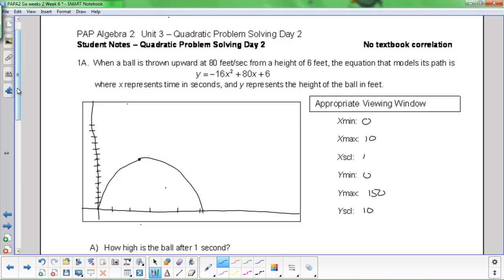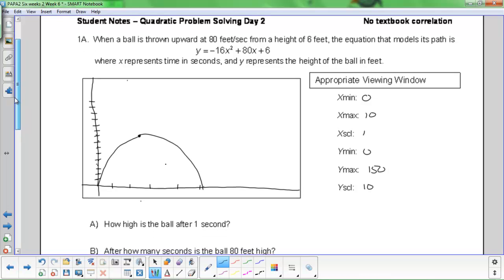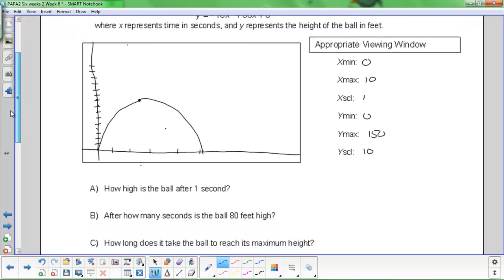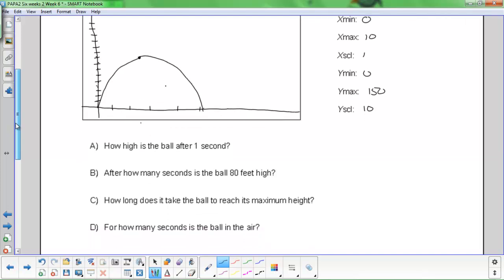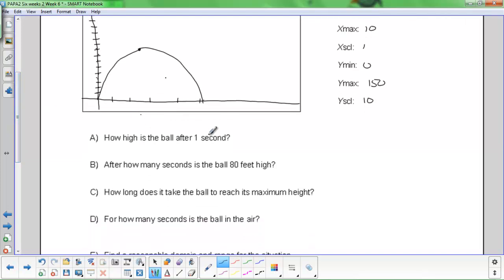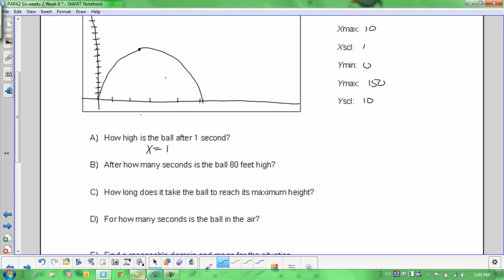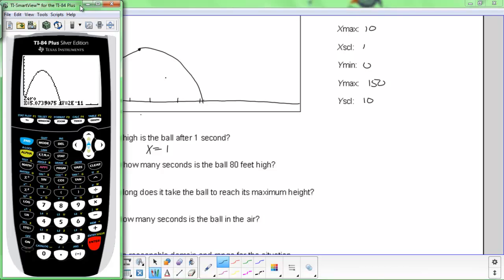From here, what I'm going to do is fill in all of my possible solutions by using my graph. And because my graph is a rough sketch, I'm going to go ahead and use my calculator to help me find all of these. How high is the ball after 1 second? Well, that is going to be x equals 1. So I can use my calculator to help me solve that problem as well.